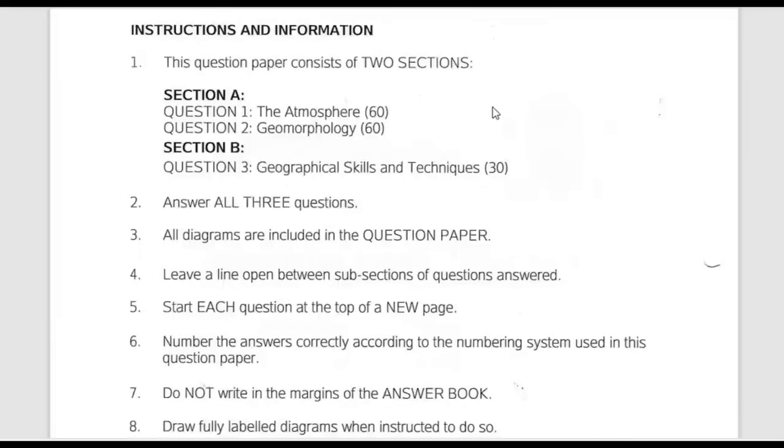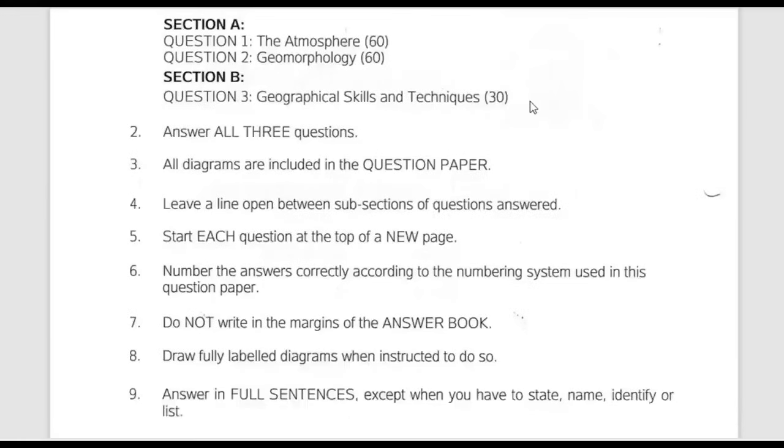When you are checking on the nature of the paper, it comprises section A, which is made up of question number 1 and question number 2. Each question, as usual, is 60 marks. A full question is 60 marks. So the first question will be based on the atmosphere, and the second question will be based on geomorphology.